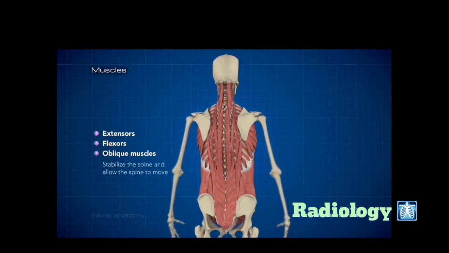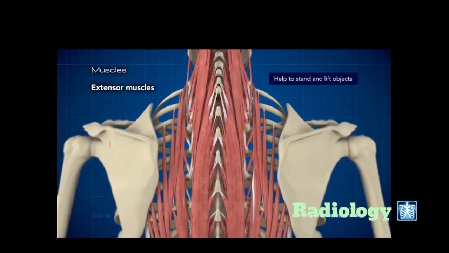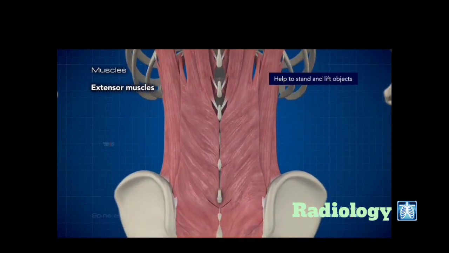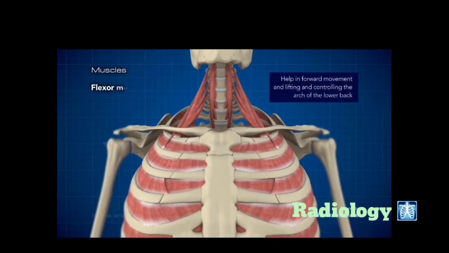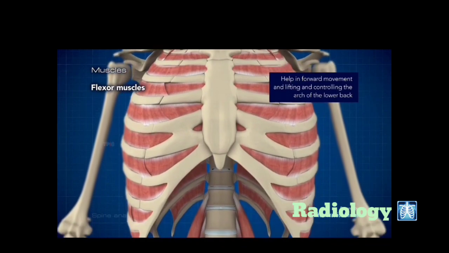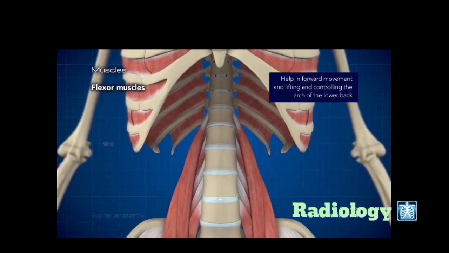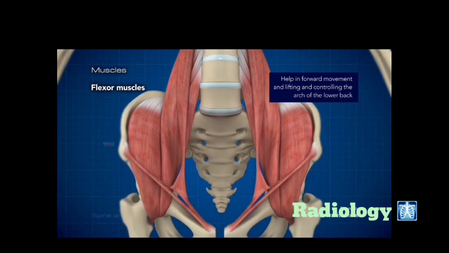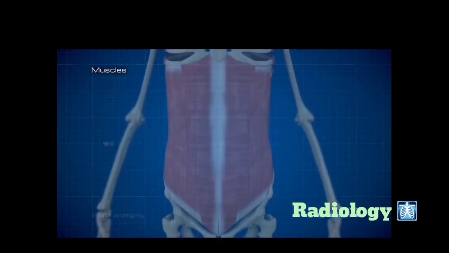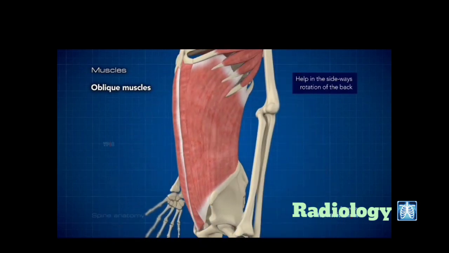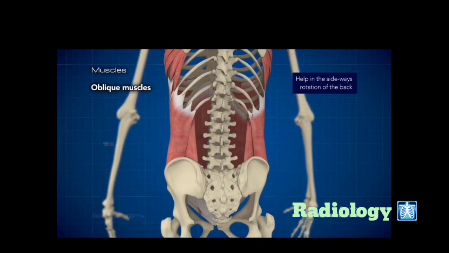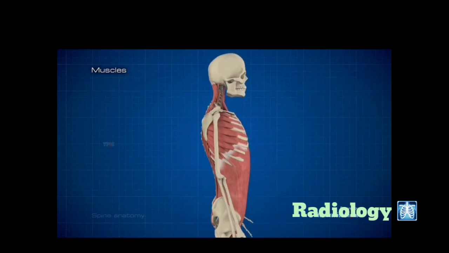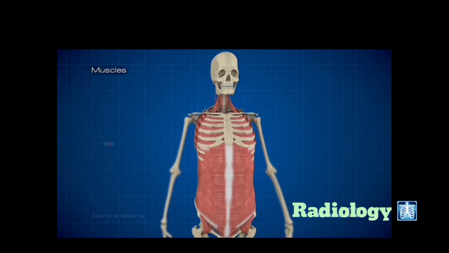The extensor muscles are attached to the back of the spine and help us to stand and lift objects. The flexor muscles originate from the front of the spine and include the muscles of the abdomen. These help in forward movement and lifting and controlling the arch of the lower back. The oblique muscles are found at the sides of the body and help in the sideways rotation of the back. Any weakness or strain in the back muscles can cause incredible strain on the spine.